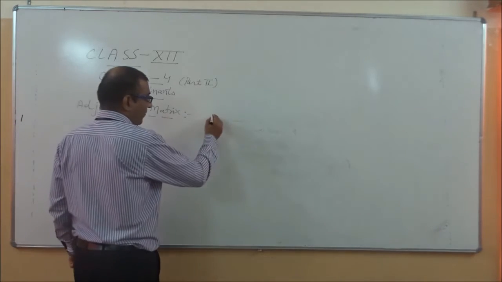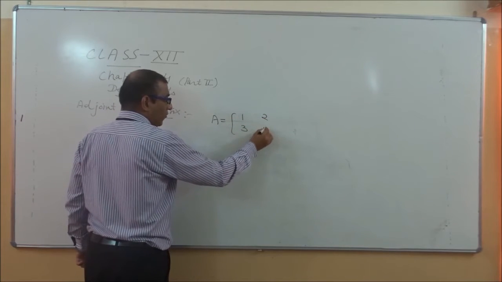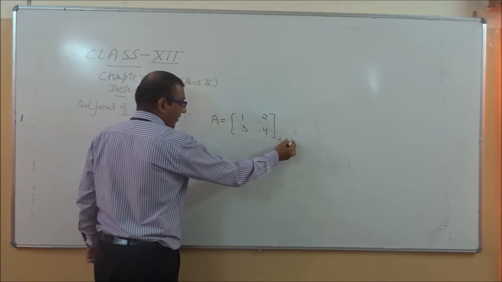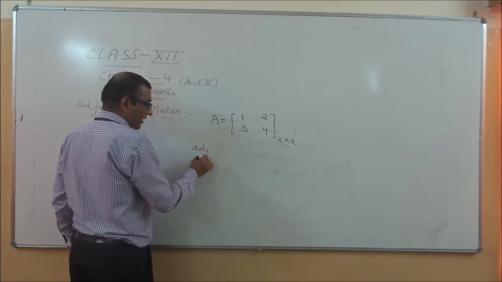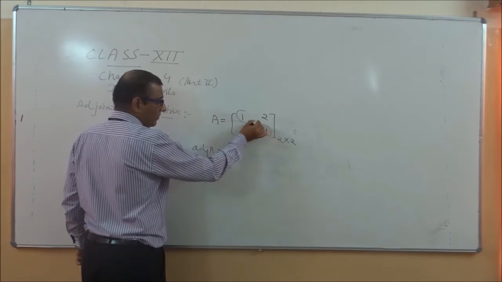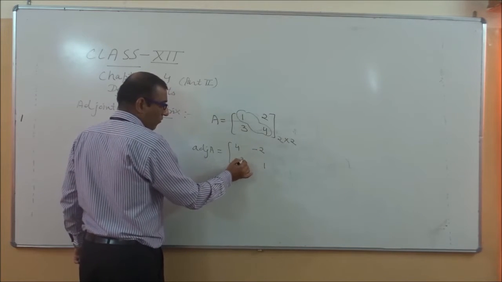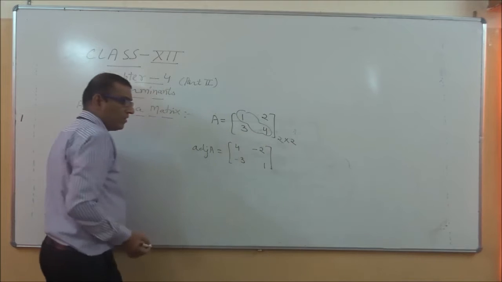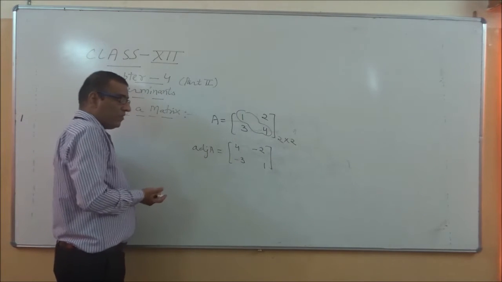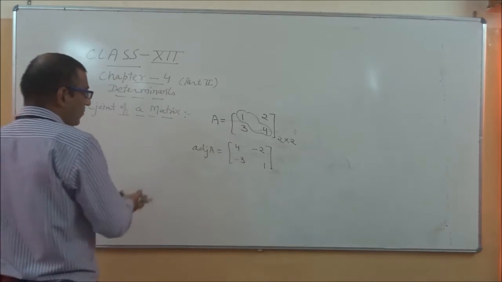For example, if I take one question, capital A equals 1, 2, 3, 4, and I want to solve by the shortcut method because it is 2 into 2, then how can we calculate adjoint A directly? We will interchange these two, so we will write here 4 and 1, and here we will write -2 and -3. Or if we want to go with the transpose method, that is also possible, but it is applicable only for 2 into 2, not for 3 into 3.